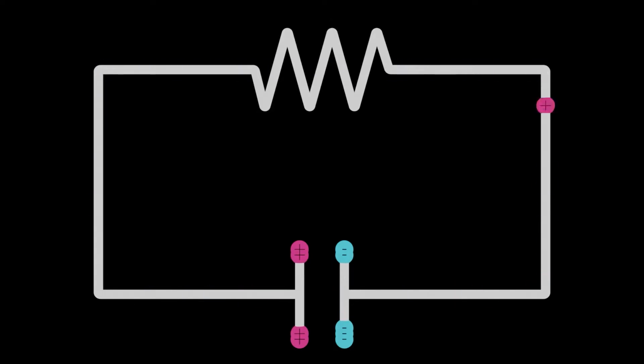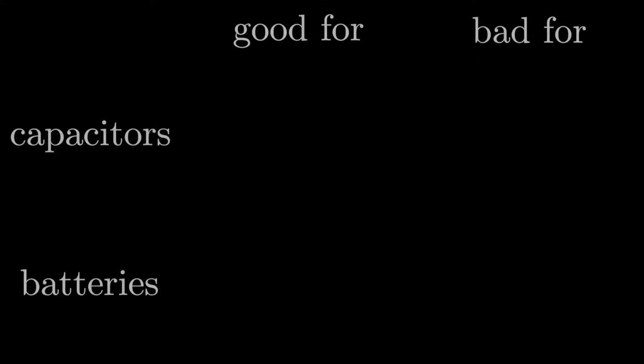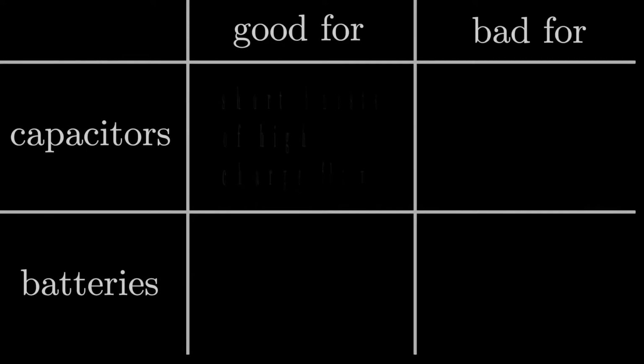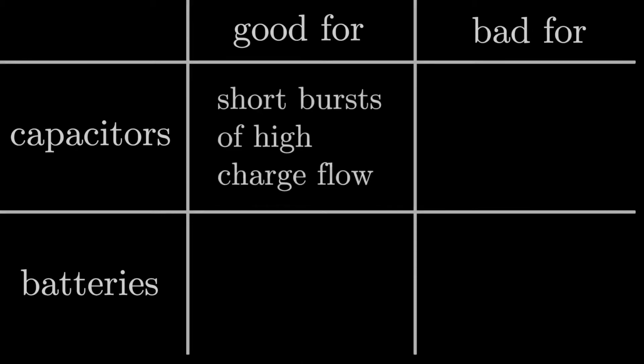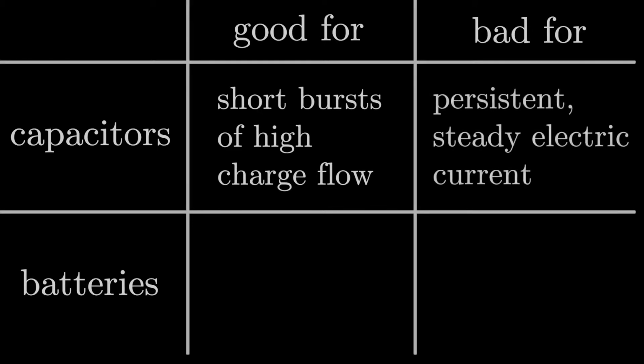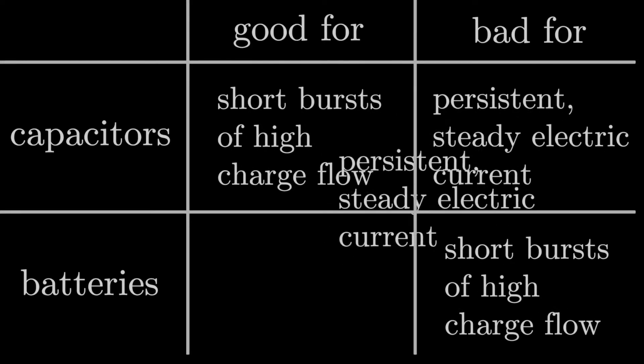Whoa! Let's slow that down so we can see it more clearly. The current through the circuit seems to be correlated with how much charge is left on the capacitor, and it looks like we get a large burst of charge in the beginning with rapidly diminishing charge flow near the end. We'll see how to quantify all this in a later lesson, but for now at least we can say that capacitors are good for short bursts of high charge flow and bad for persistent steady charge flow or electric current. And then in practice, batteries, it turns out, are good and bad for the opposite.